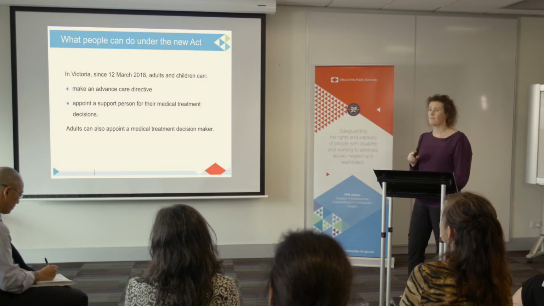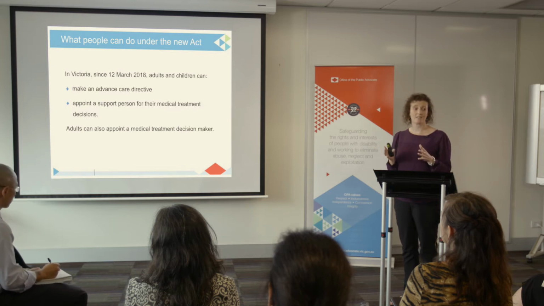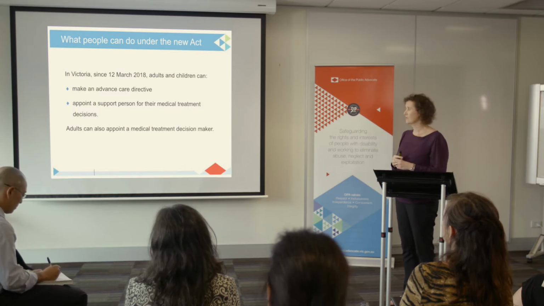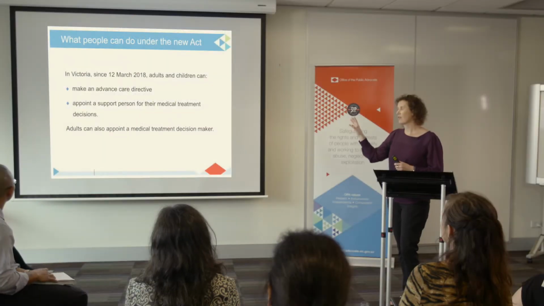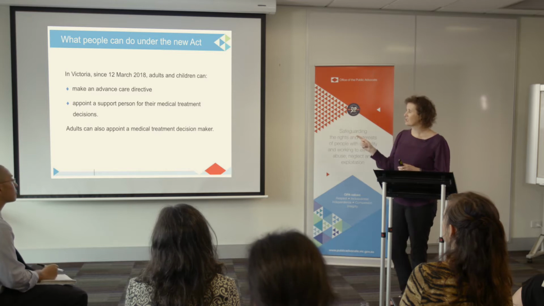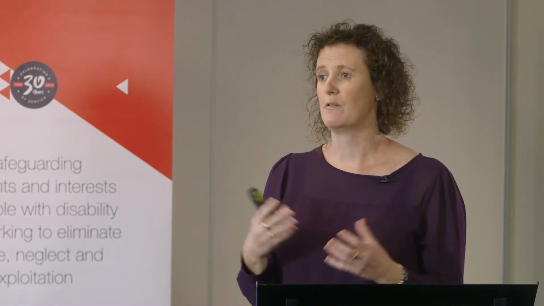From the 12th of March in Victoria, adults and children, so this Act is inclusive of children as well as adults, can make an advanced care directive, and they can appoint a support person for their medical treatment decisions. Adults can also appoint a medical treatment decision maker. We're going to go through these three things in a moment, but essentially children can't appoint a medical treatment decision maker because it automatically defaults to their parent or their person who has guardianship or parental responsibility.